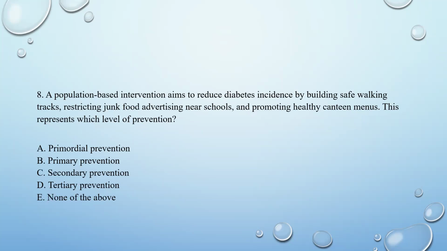And the MCQ number 8, a population-based intervention aimed to reduce diabetes incidence by building safe walking tracks, restricting junk food advertising near schools, and promoting healthy canteen menus. This represent which level of prevention? A, primordial, B, primary, C, secondary, D, tertiary, E, none of the above. A. Yes, A is the right answer.